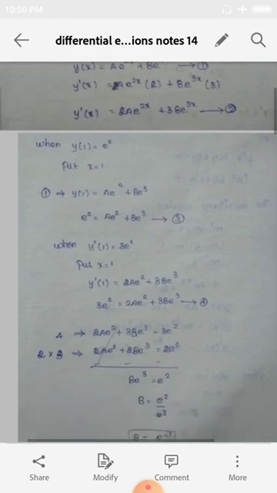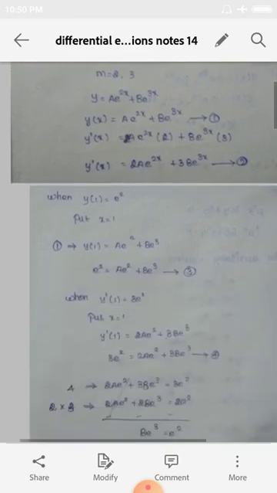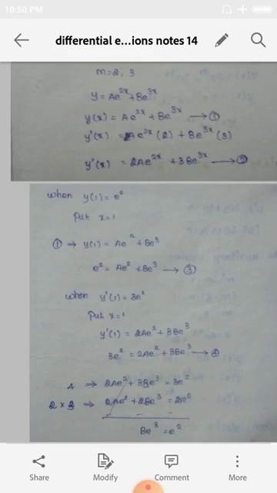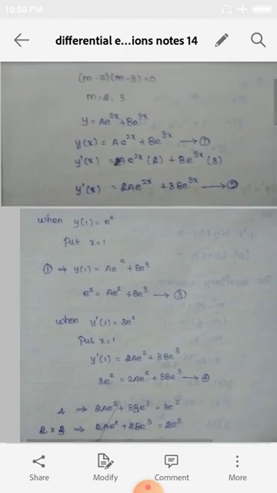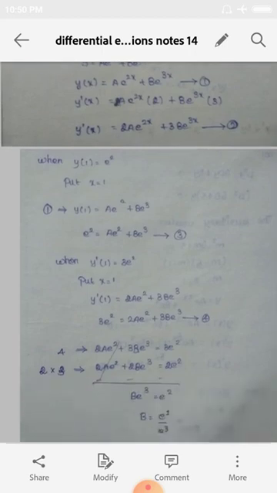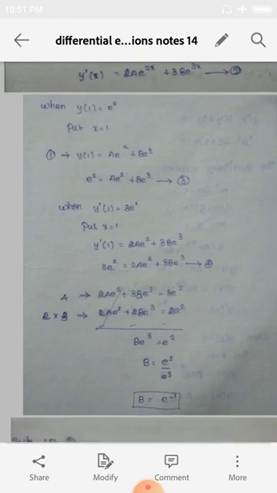Then what is the condition given? y of 1 is equal to e power 2. So taking the first condition, y of 1 is equal to e power 2, put x is equal to 1 in the first equation. So y of 1 is equal to a into e power 2 plus b into e power 3. The given condition is y of 1 is equal to e power 2, so substitute e power 2. Therefore, e power 2 is equal to a into e power 2 plus b into e power 3. Mark it as equation number 3.